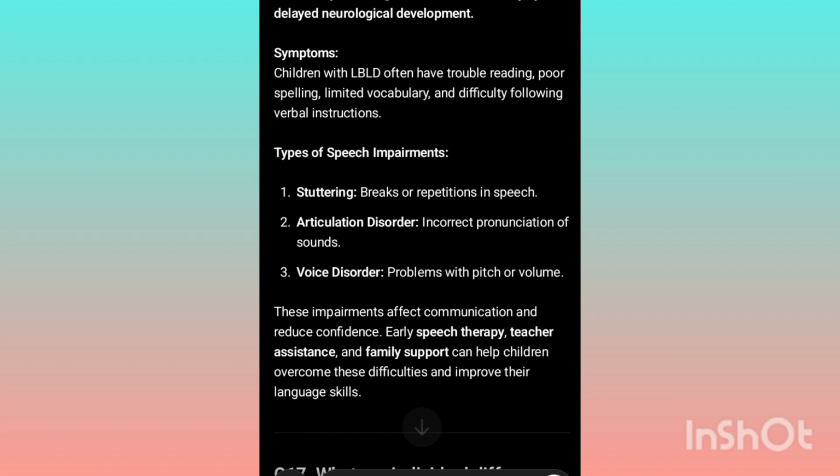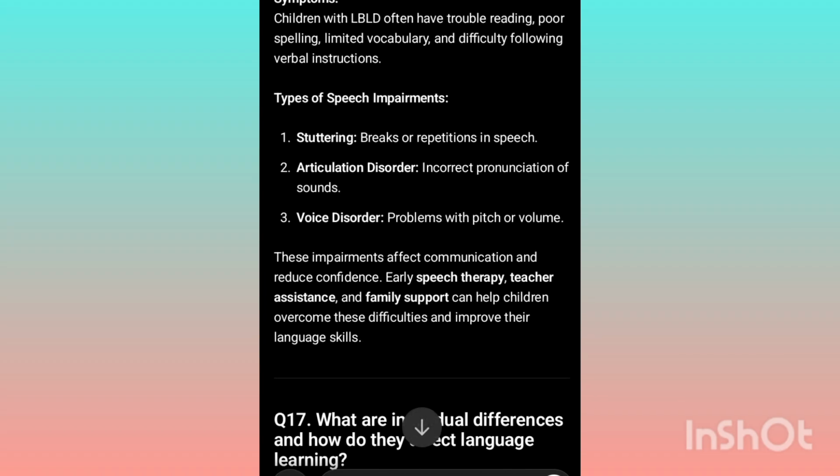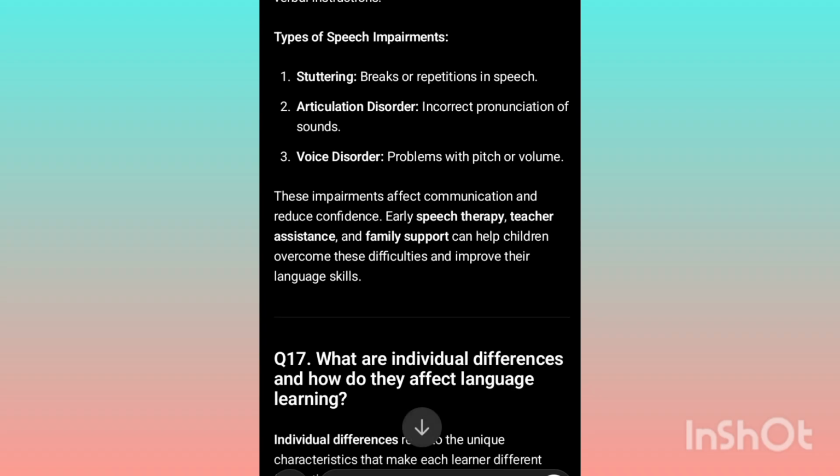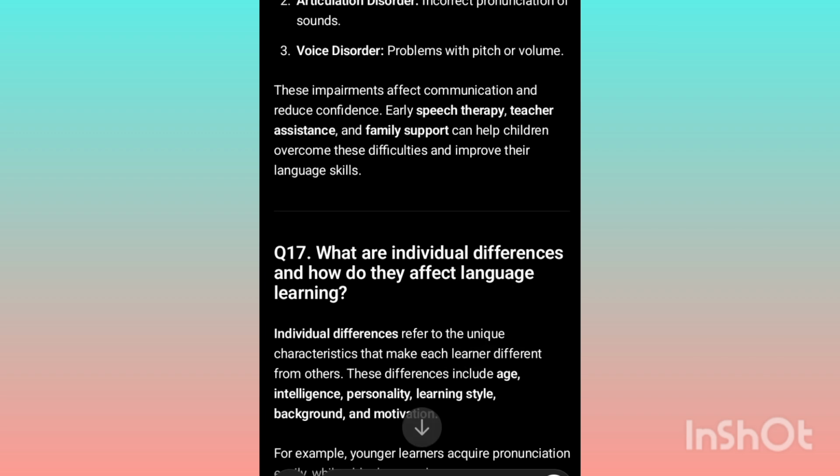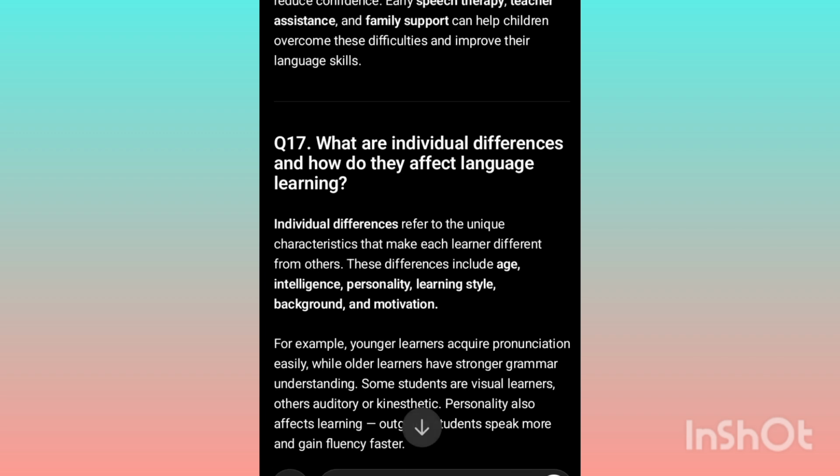Types of speech impairments. 1. Stuttering, breaks or repetitions in speech. 2. Articulation disorder, incorrect pronunciation of sounds. 3. Voice disorder, problems with pitch or volume. These impairments affect communication and reduce confidence. Early speech therapy, teacher assistance, and family support can help children overcome these difficulties and improve their language skills.